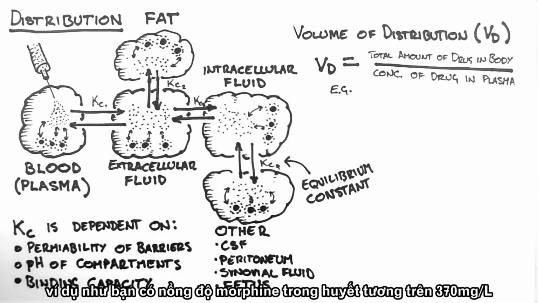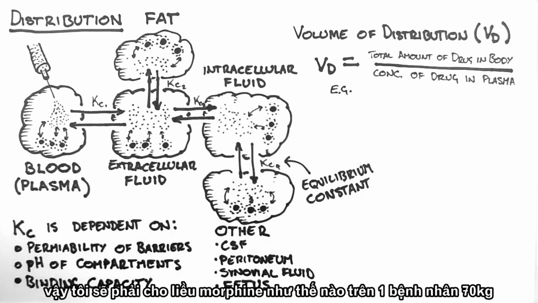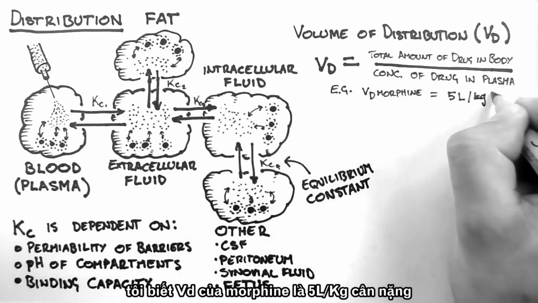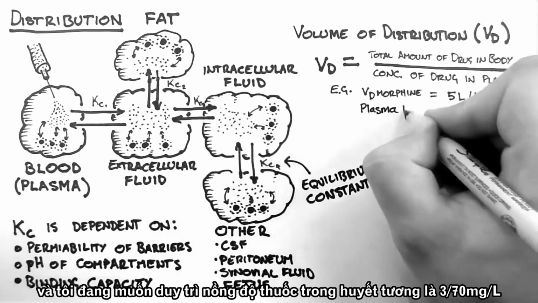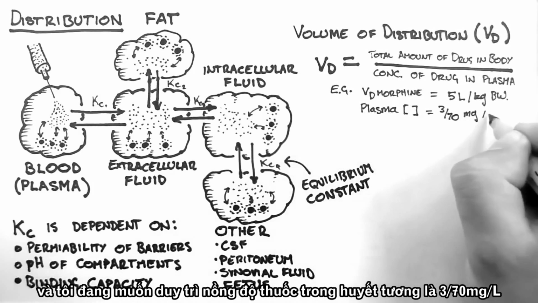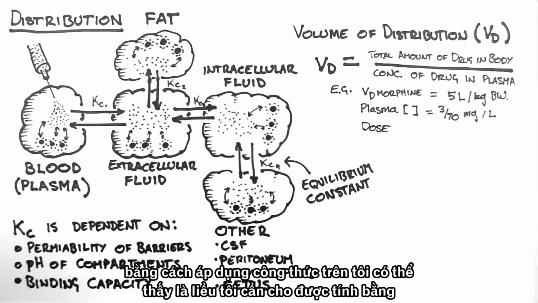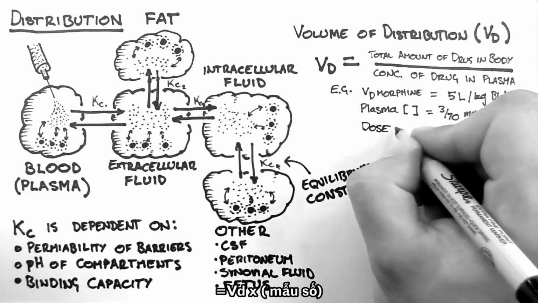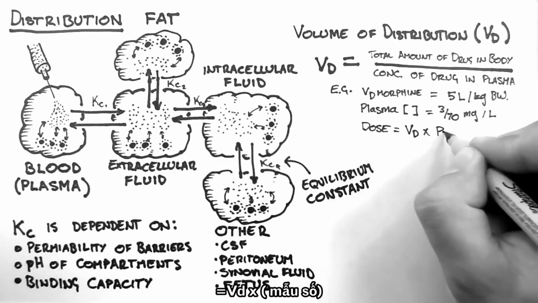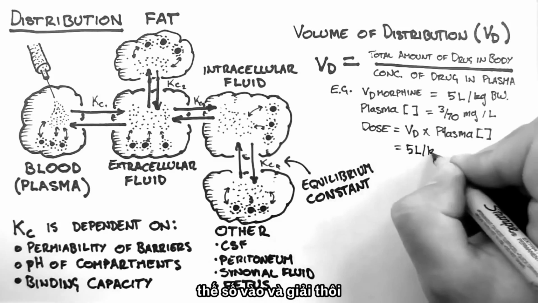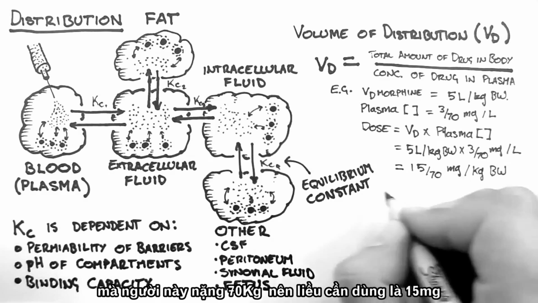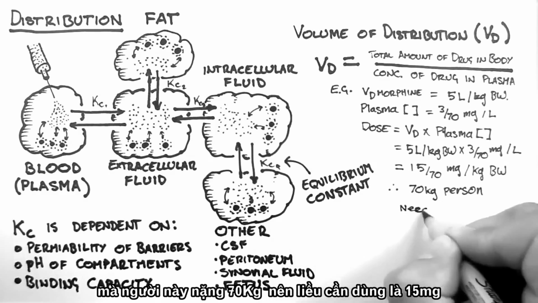Say I want to get a plasma concentration of morphine of 3/70 of a milligram per litre. How much morphine do I have to give a 70 kilogram patient? I know that the volume of distribution of morphine is about 5 litres per kilogram of body weight, and I'm trying to achieve a plasma concentration of 3/70 of a milligram per litre. Well, by rearranging the above formula, I can see that the dose I need to give, which in this case is the same as the total amount of drug in the body, is the volume of distribution times the desired plasma concentration. Substituting in the numbers and solving shows that I need 15/70 of a milligram for every kilogram of body weight. Therefore, for a 70 kilogram person, I need a dose of 15 milligrams.